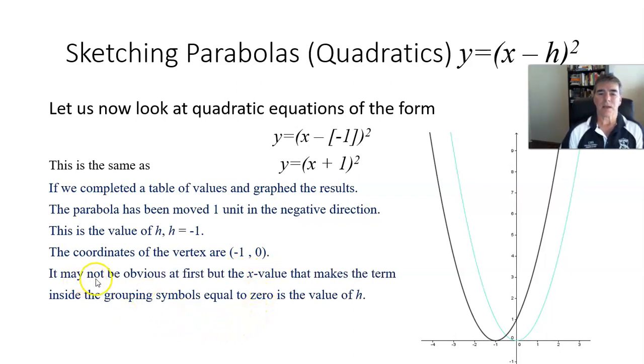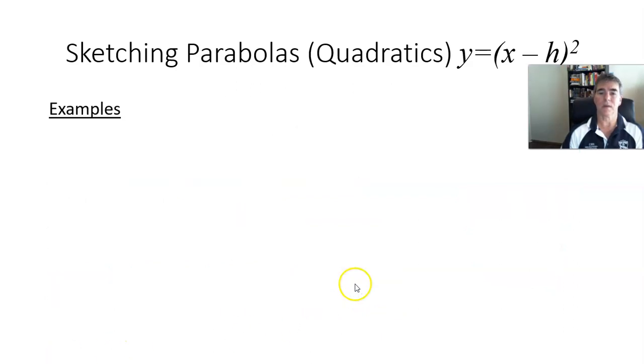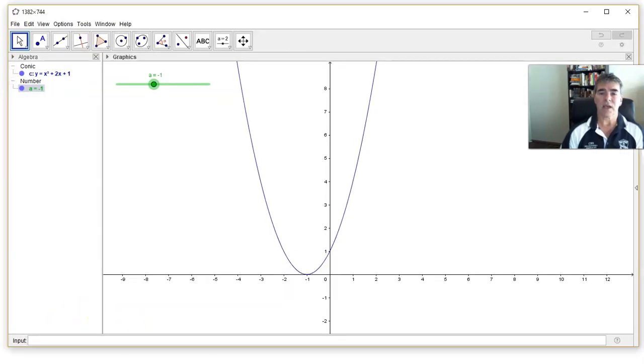Okay, so again, just saying here that it may not be obvious at first, but the x value that makes the term inside the grouping symbols equal to 0 is the actual h value. Alright, so we've been saying that as we've been working through there. So we're going to have a look at some examples now, but before I actually do that, I might show you the GeoGebra program and have a look at what's actually going to be happening.